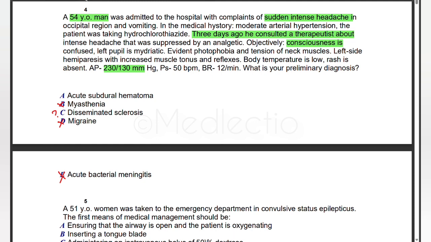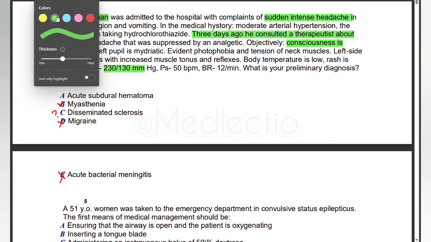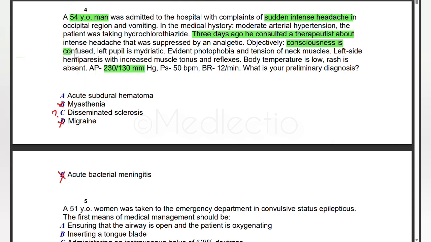And we have consciousness confused. So this question we can attempt like that. First, arterial pressure is high, and we have age, so we suspect hematoma first. This is not a tough question, but they can make it tough by giving other options like other hematomas and hemorrhages. So we need to know about the hemorrhages and hematomas.